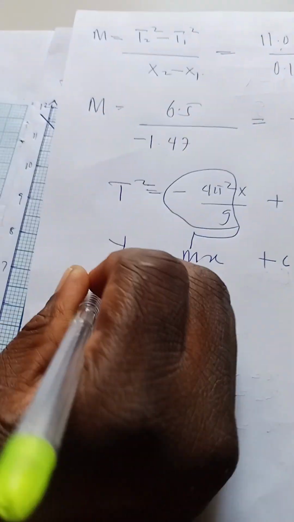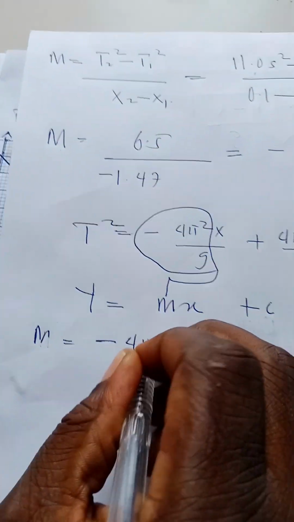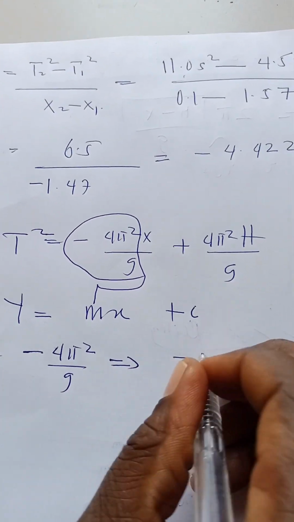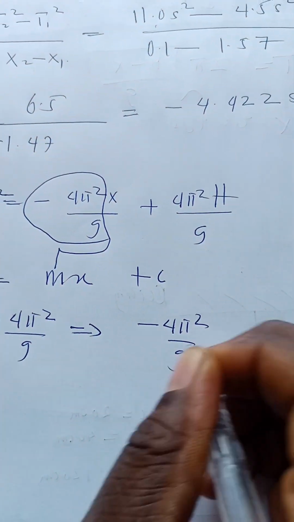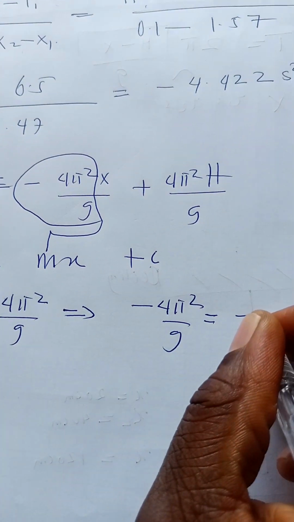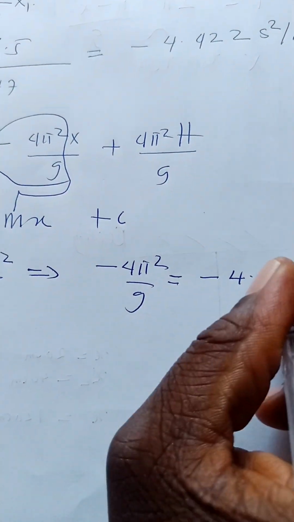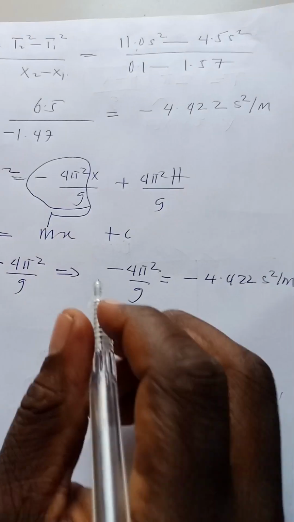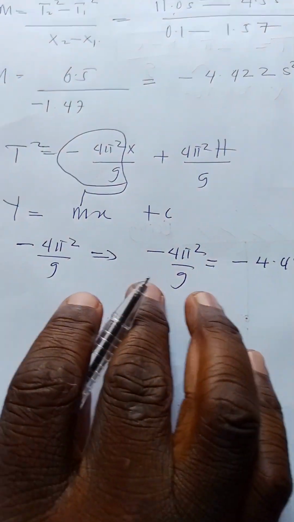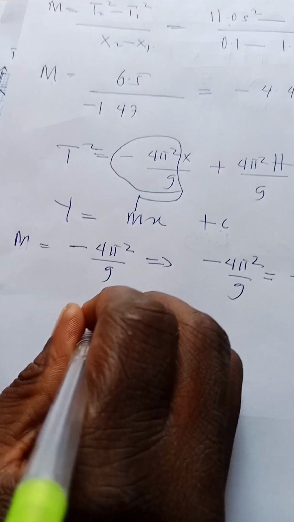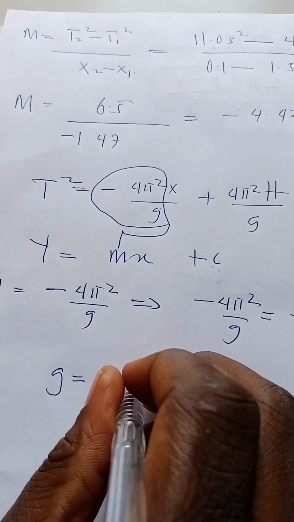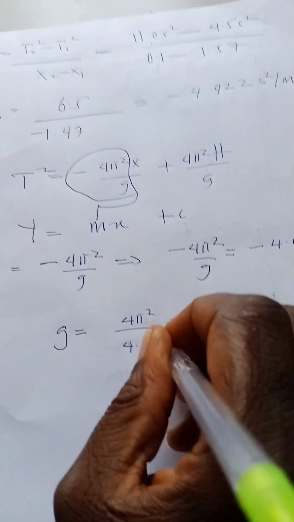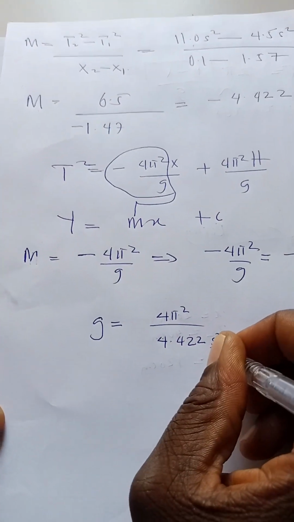Since the slope m stands for minus 4 pi squared over g, it implies that minus 4 pi squared over g is the same thing as minus 4.422 seconds squared per meter. So now, automatically, we can find our g. Our g is given by 4 pi squared all over 4.422 seconds squared per meter.